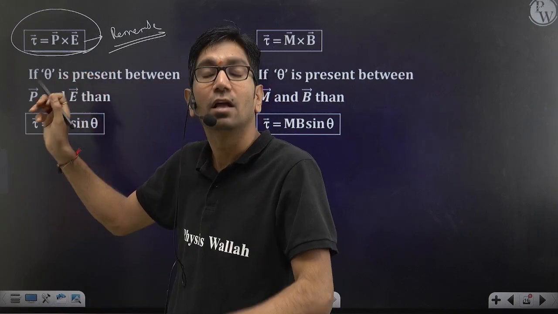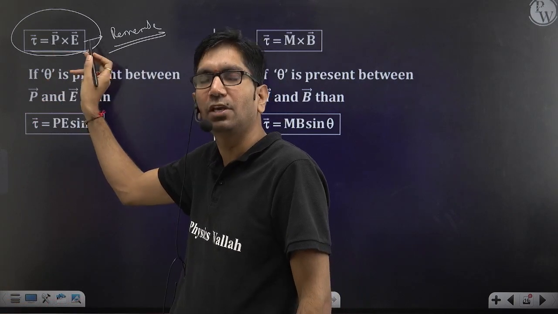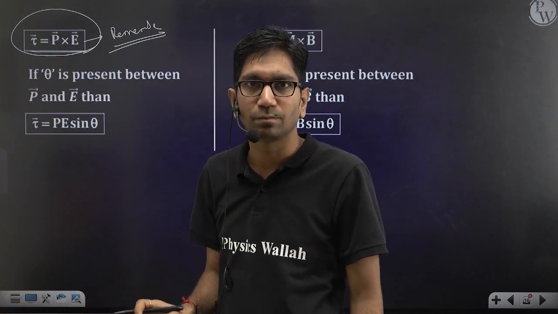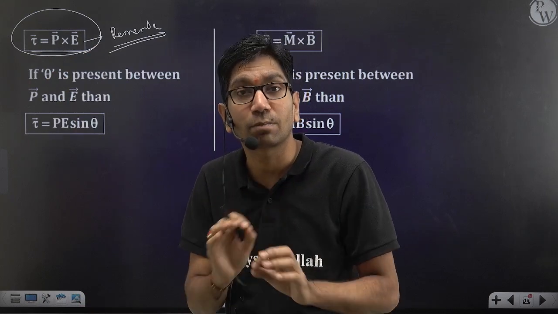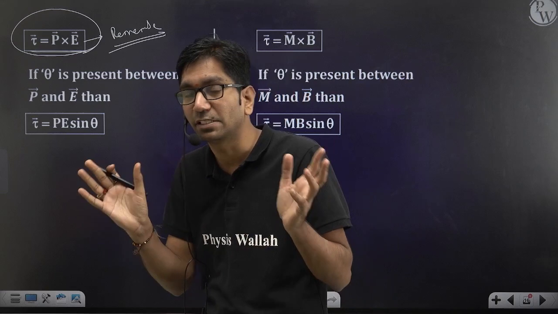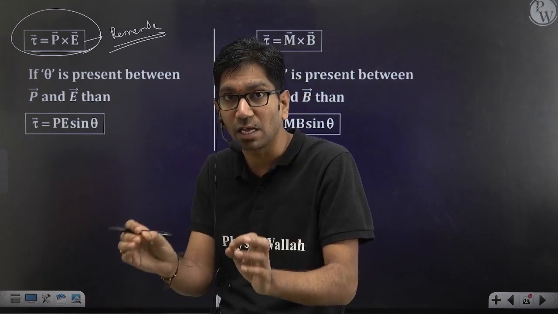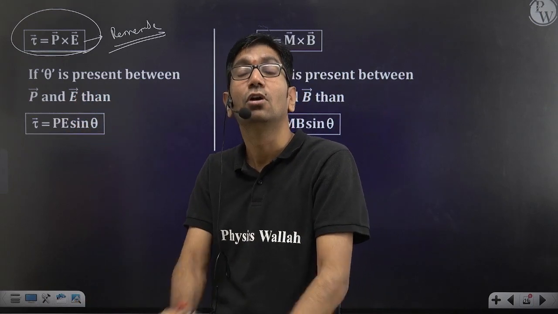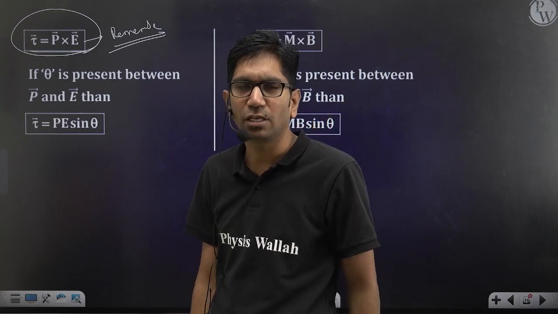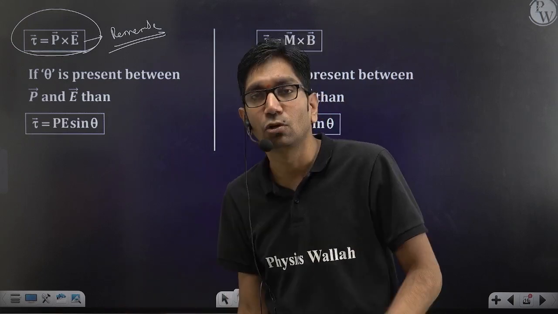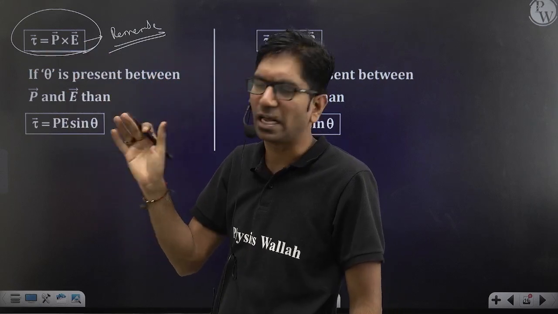The cross product formula, you have to learn by heart. Don't write E here and P here. If they are perpendicular, no problem. Whatever cross product formulas are present in the physics book, learn them as they are, beta, just copy paste like a Xerox. Don't interchange this one. Cross product numericals, you have to mug up as it is.